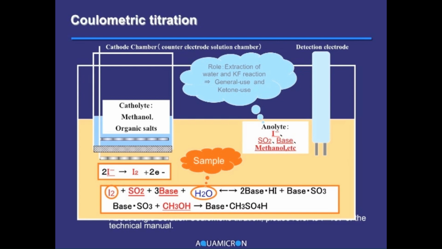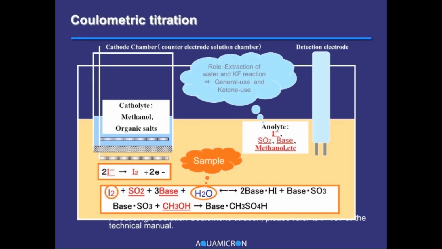The anode solution in the main compartment, the anode chamber, consists of iodide anion, I-, sulfur dioxide, SO2, base, and methanol. That is, 4 of the 5 key chemical compounds needed for the Karl Fischer reaction already exist in the anode solution. When you inject samples into the anode solution, the water inside the samples is extracted, and all the 5 key chemical compounds needed for the Karl Fischer reaction gather in the main compartment, except iodine, I2, although iodide anion, I-, already exists.